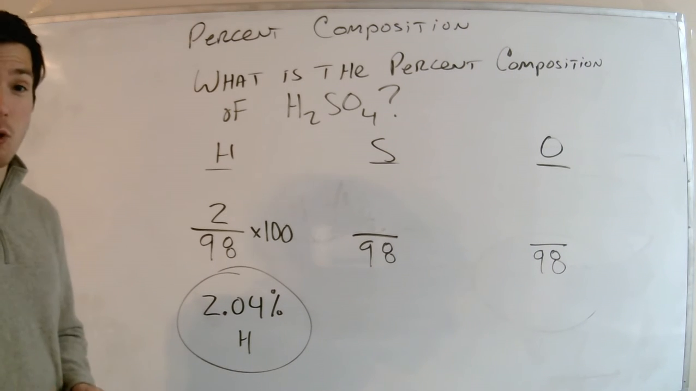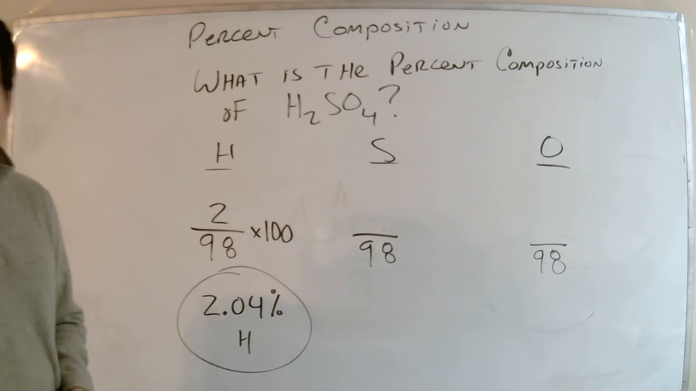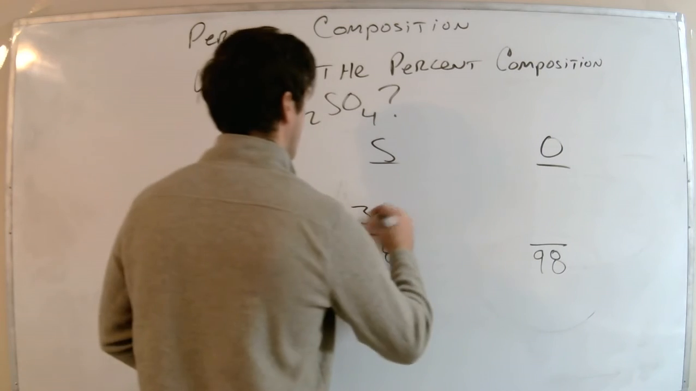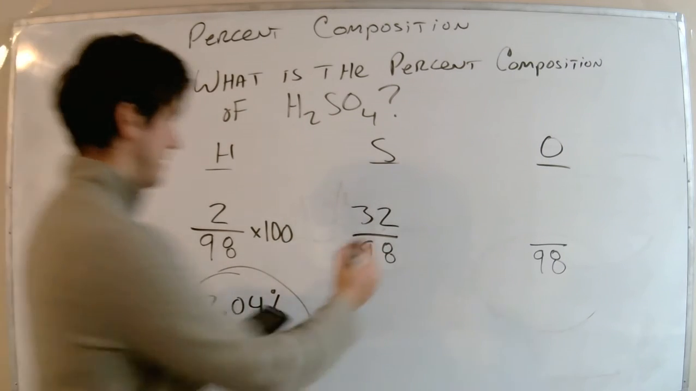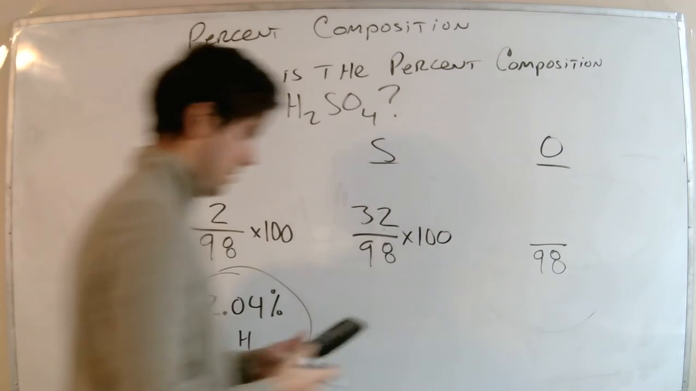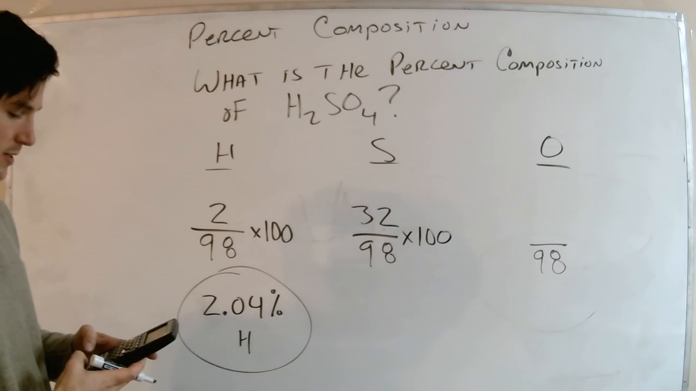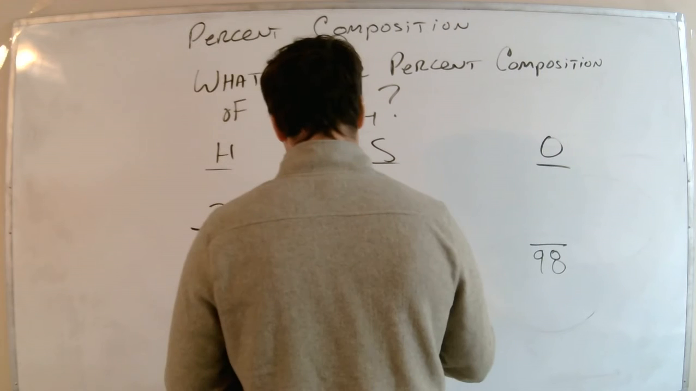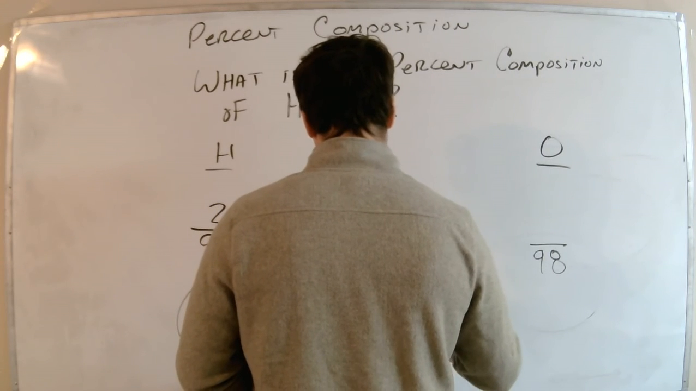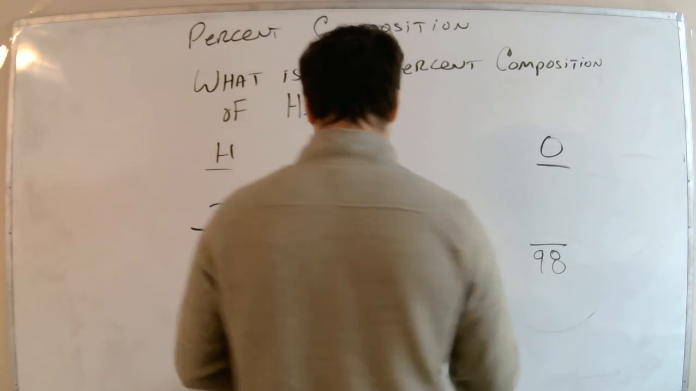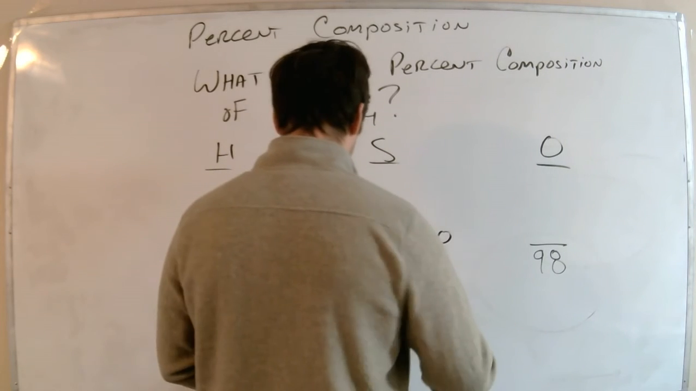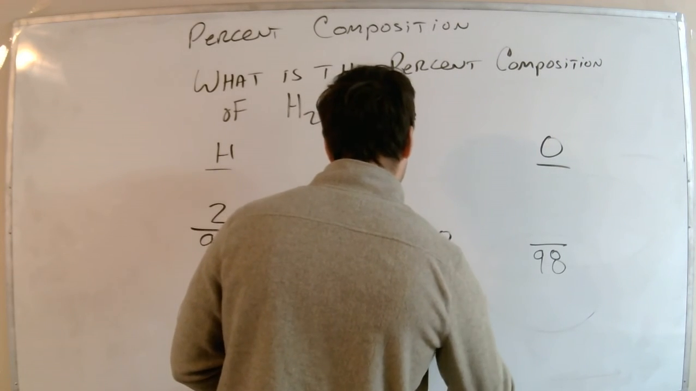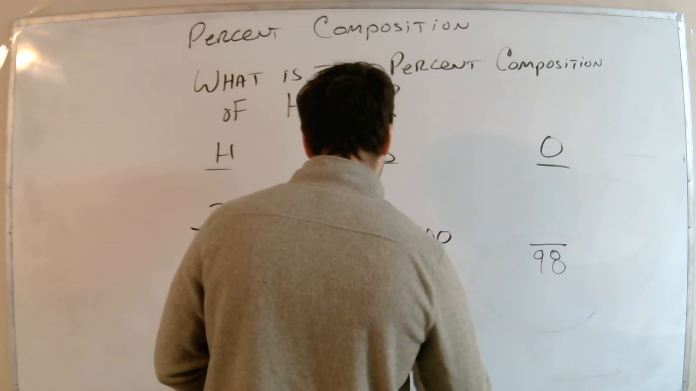Sulfur. The molar mass of sulfur is 32. I only have 1 sulfur. So now I'm going to do 32 divided by 98 times 100. And I get something like 32.7. Well, let's keep it consistent. I went to the hundredths there. Let's go 32.65%. Here is sulfur.